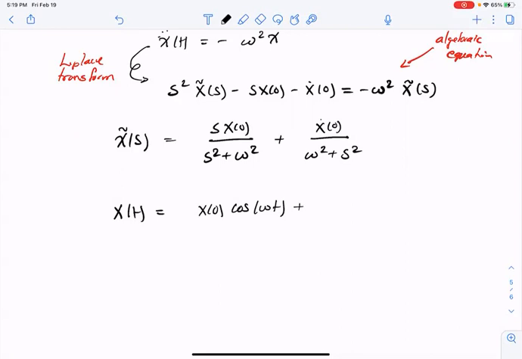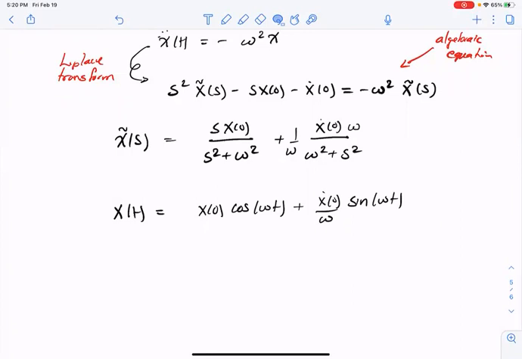Plus x dot of 0. If I multiply this by omega and divide that by omega, omega over omega squared plus s squared was the Laplace transform of sine omega t. And thus we've just solved the harmonic oscillator equation of motion.